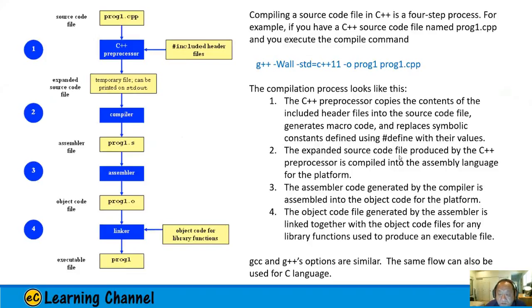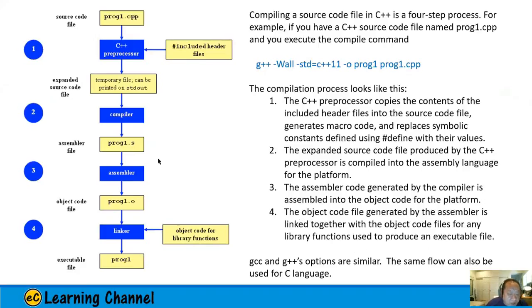The expanded source code file produced by the C++ preprocessor is compiled into assembly. So when you have the C++ code, it is compiled to a .s file on the platform. And usually you don't see that, okay? You can dump the assembly code, but you can also choose not to dump it and just dump the executable code. Then the assembly code generated by the compiler is assembled into object code of the platform. And then the object code file generated by the assembler is linked together with the object code for the library functions used to produce executable code.